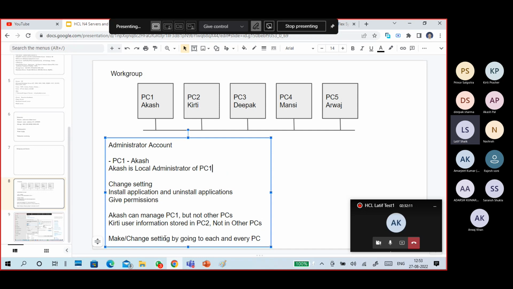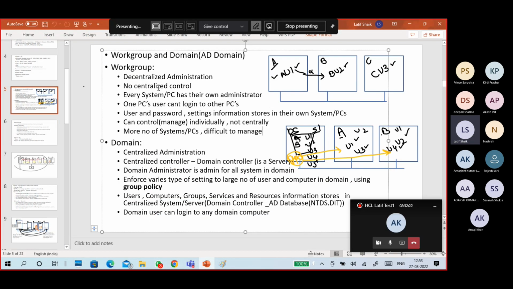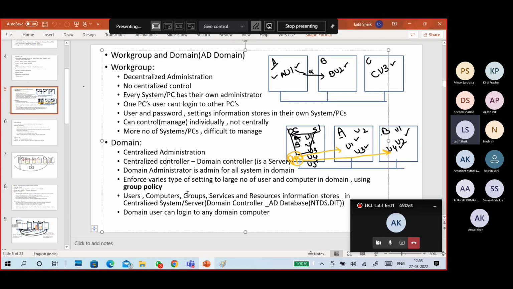Okay. So to make a change or settings by going to each and every PC is very difficult for an administrator. Okay, guys, this is about your work group. This is the challenge we are facing. In a work group, you have to go to each and every PC to do the settings. In a domain, you can push or enforce the settings from one server to everyone. So to manage that, we need a domain.